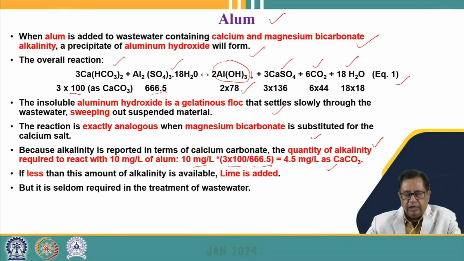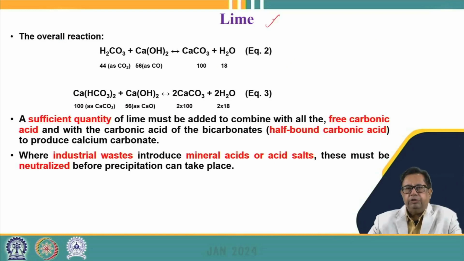So suppose this alkalinity is not sufficient, in that case we have to add lime additionally so that the aluminum hydroxide flocs can form. But it is seldom required in the treatment of wastewater, as the wastewater may contain a high amount of alkalinity. So the lime can also be added when we are having low alkalinity values, or when we are having some acids present in the water. If we want to neutralize those mineral acids or the acid salts, in that case we add lime to the system.